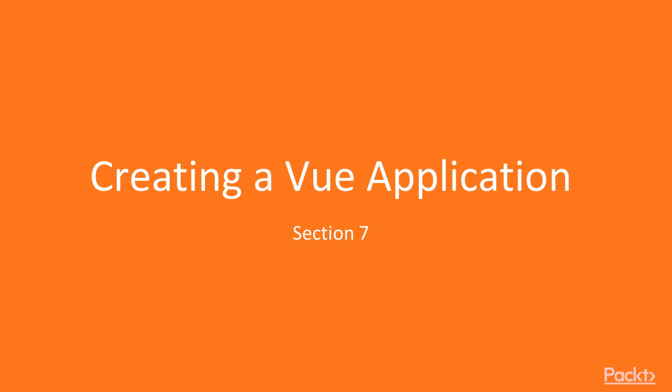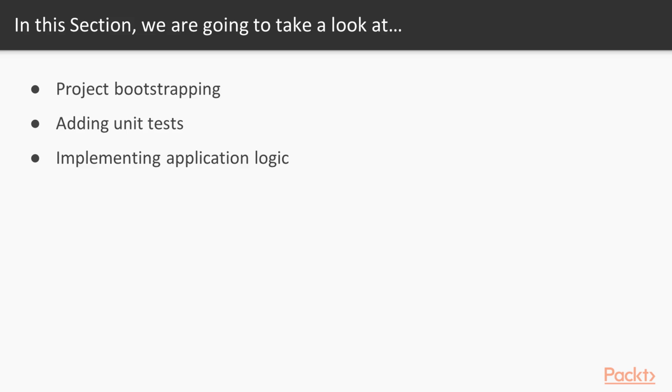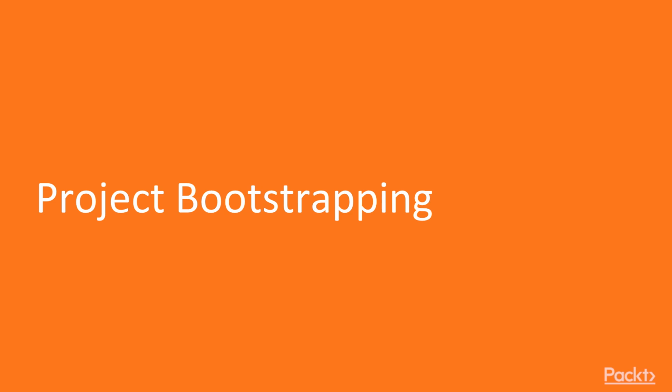Welcome to Vue.js Application Development Essentials, Section 7, Creating Vue Application. The main goal in this section is to create a basic application using Vue. At the beginning, we'll bootstrap the project using Vue CLI. We will create some unit tests, and in the end, we'll implement application logic. So, in this video, we will create the project from scratch.